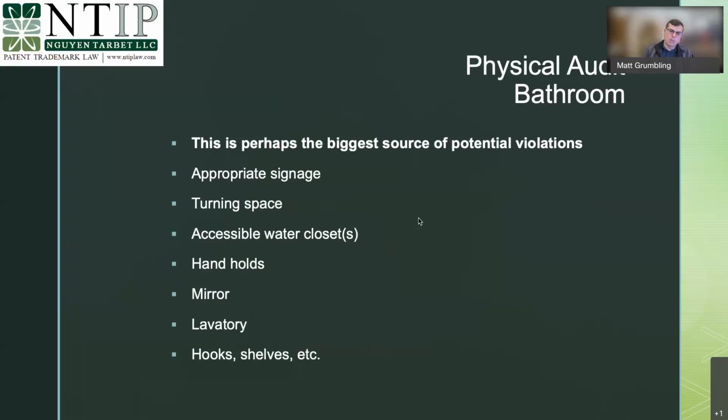I mean, who would have thought that signage would be such a big deal? But if it doesn't meet certain specifications, it's technically in violation. And here's the thing: you might have somebody come into your bathroom and they might just measure your mirror and find that it's too high and file a complaint with the DOJ.